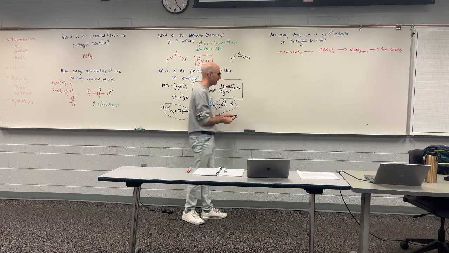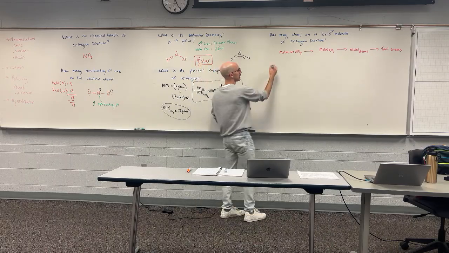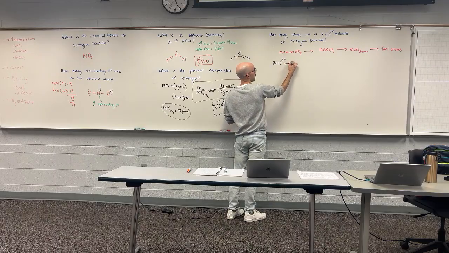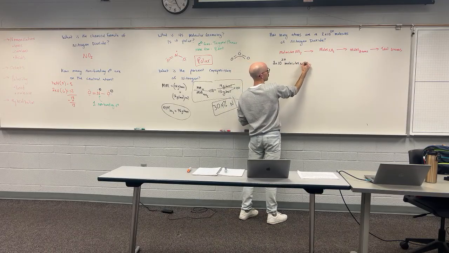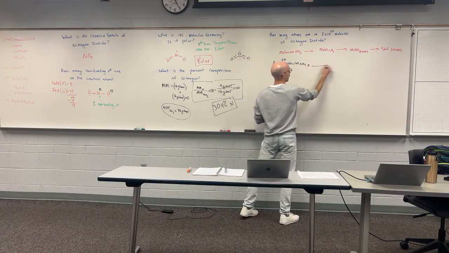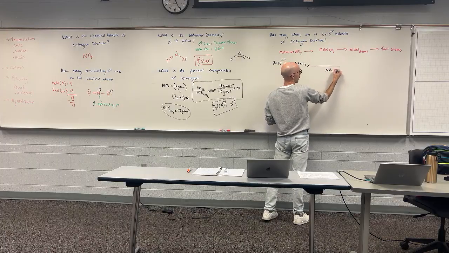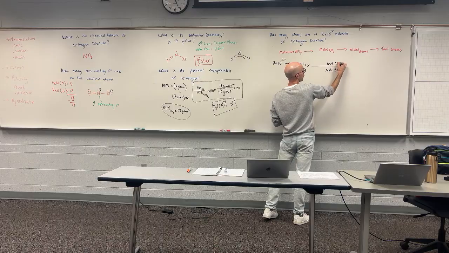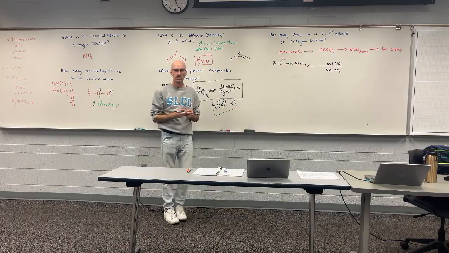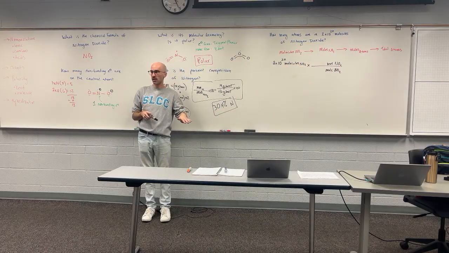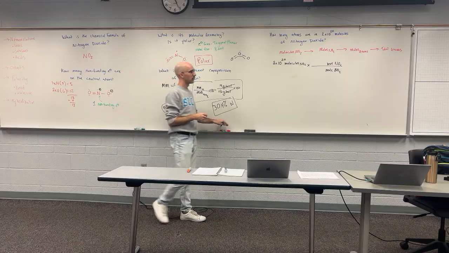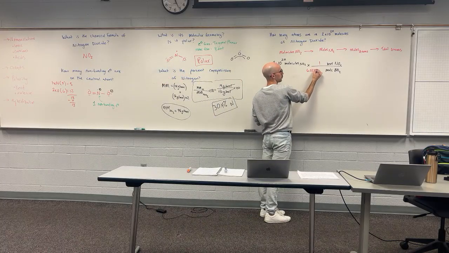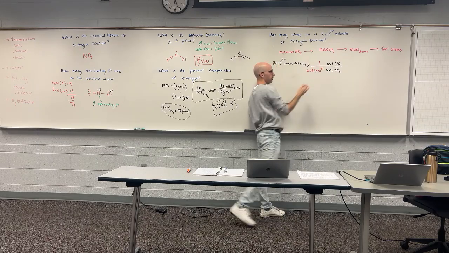I'm going to solve this one out step by step. If I had 2 times 10 to the 27 molecules of NO2, I'm going to cancel molecules of NO2 and come into moles of NO2. So I'm going to put molecules on the bottom, moles on the top. 1 mole of NO2 is 6.022 times 10 to the 23rd.